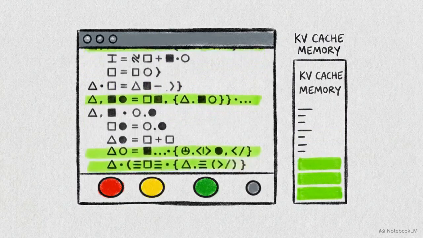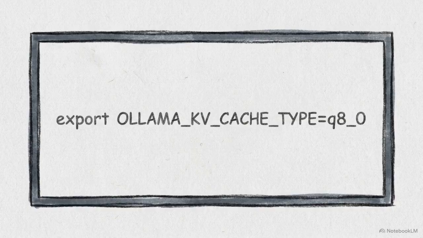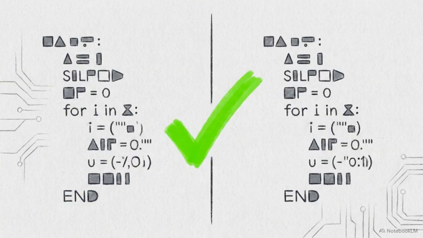Every time the model reads or generates a new token, the cache grows. To control it, set this specific environment variable to compress the KV cache down to 8-bit integers. This precise setting drops the cache's memory footprint by half. You effectively double your available context window without causing any noticeable loss in coding accuracy.